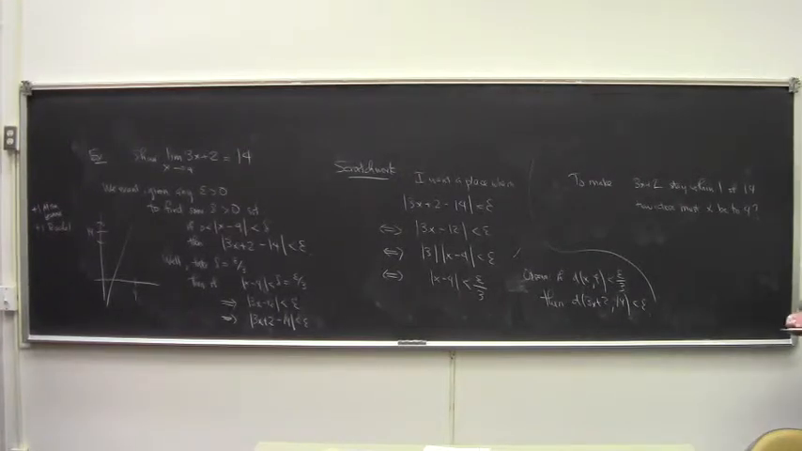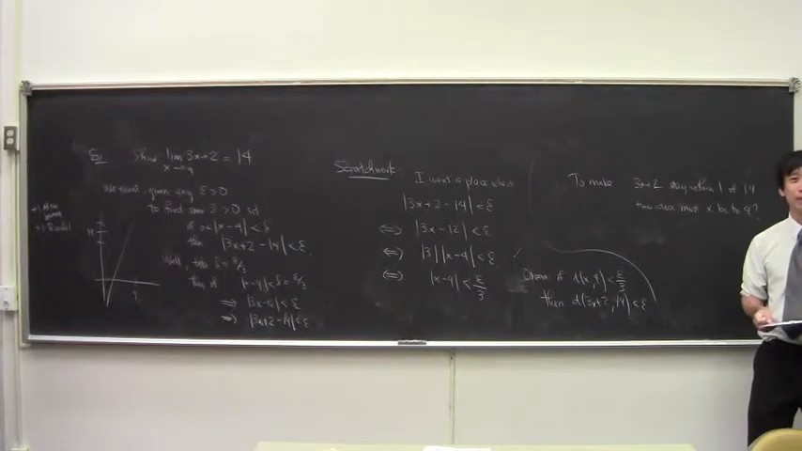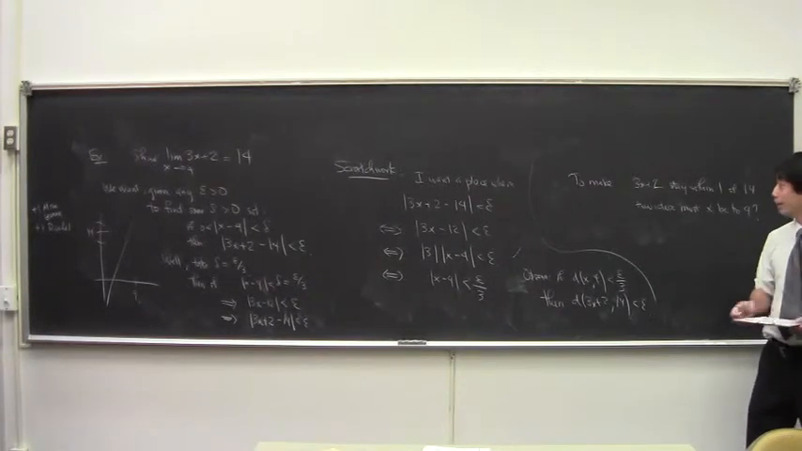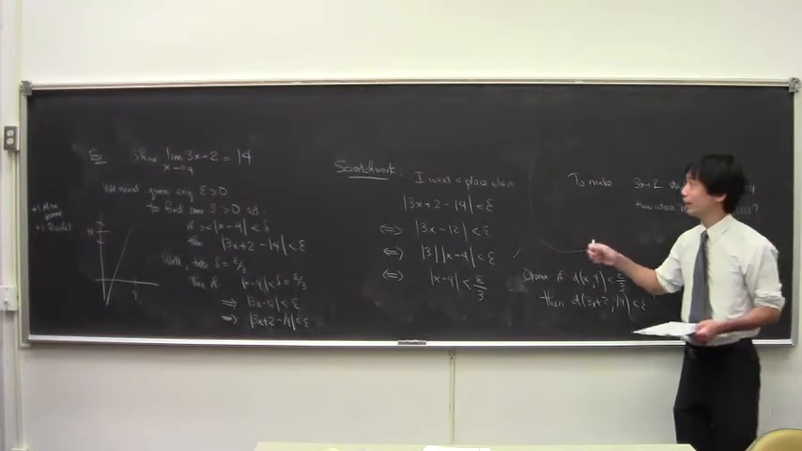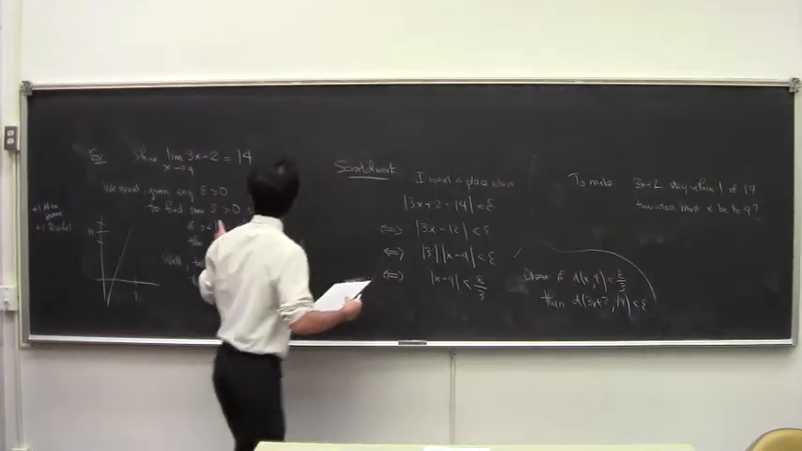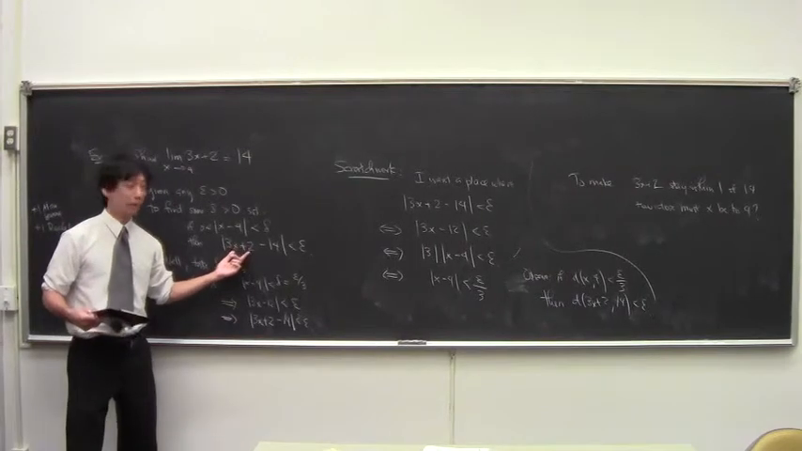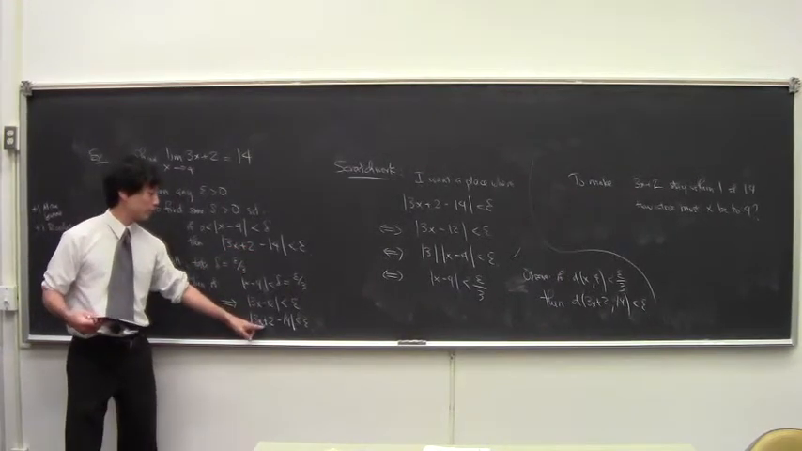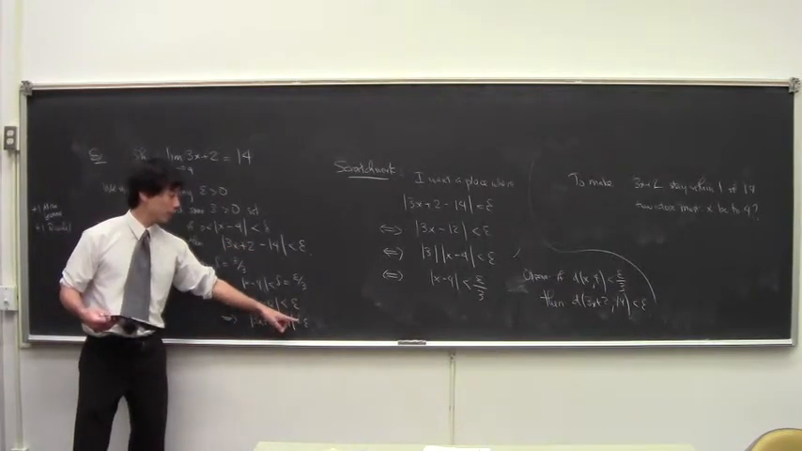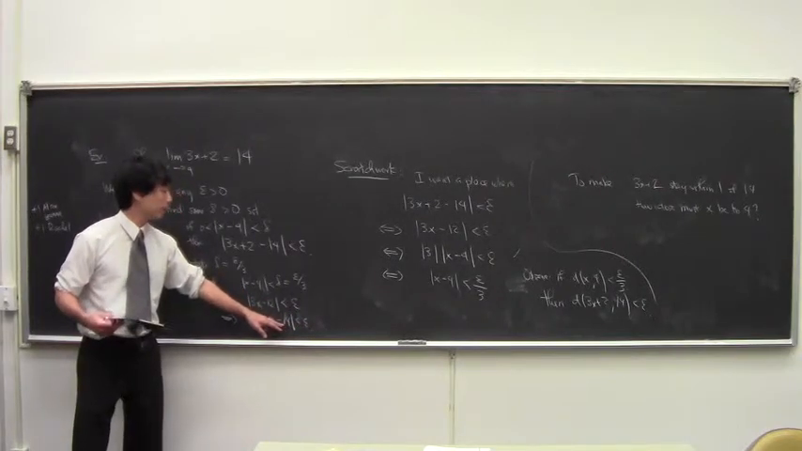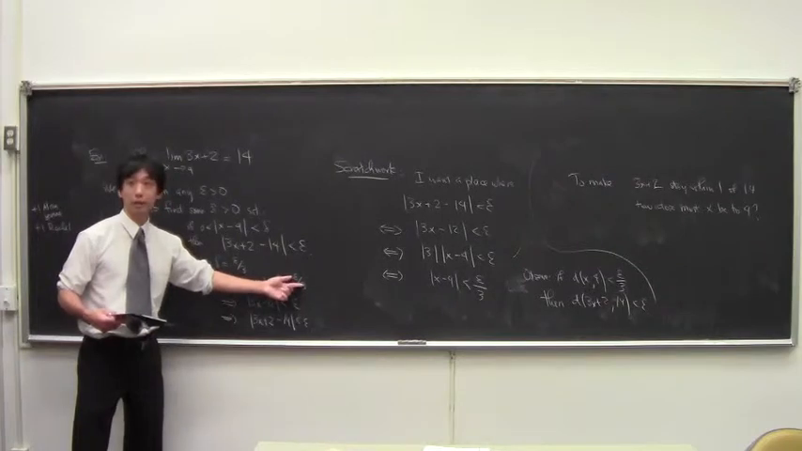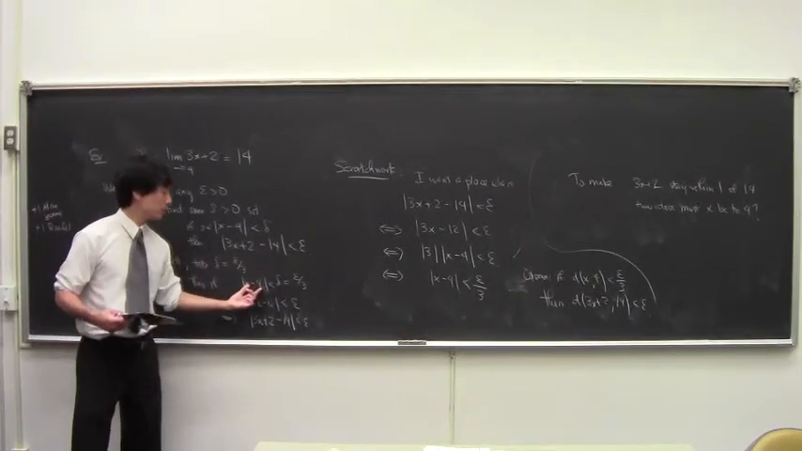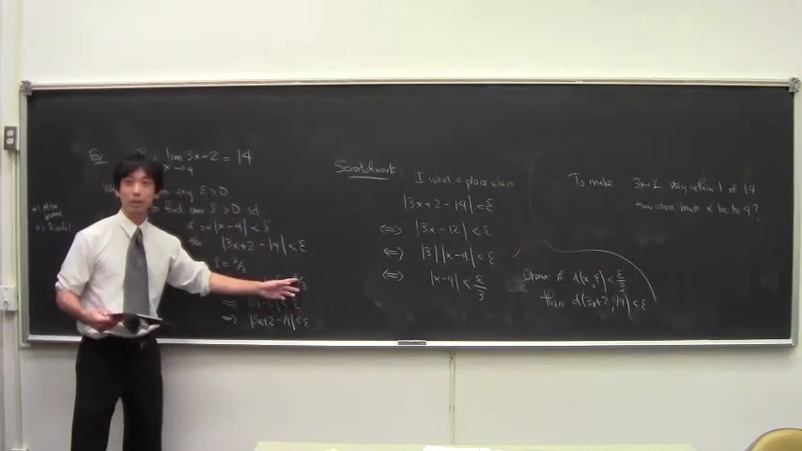Okay, so what's the answer? 1/3 is the answer. To ensure that 3x plus 2 stays within epsilon of 14, we need x minus 4 to be smaller than epsilon over 3. The distance to 4 has to be smaller than epsilon over 3.